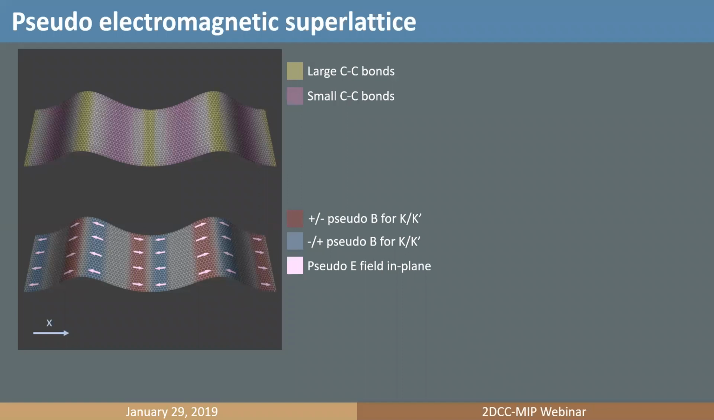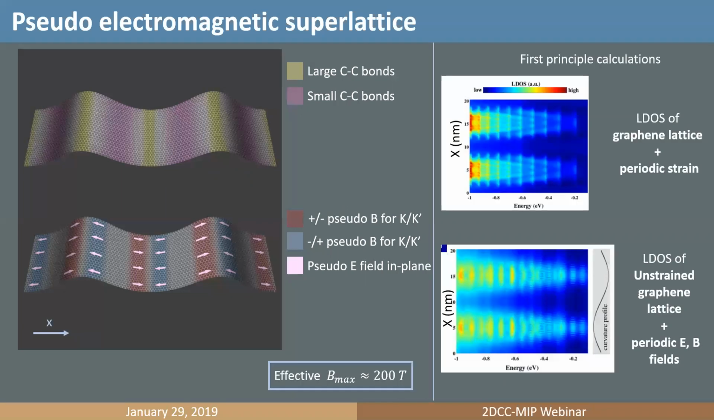So in blue and red are the pseudo magnetic fields, which are in the Z out-of-plane direction, and in pink I show the electric fields, which are in plane. So this is a simple picture, but our theory colleagues also did rigorous first principle calculations. Here what I'm showing in the X direction is the energy. In the Y direction, this is traveling along the ripple. And they see that there are actually equally spaced peaks, as we have seen in our spectrum.